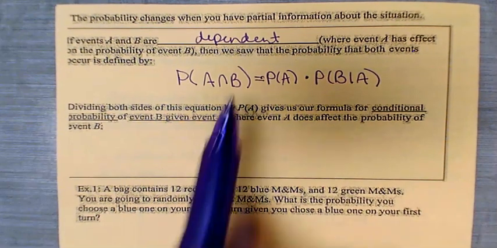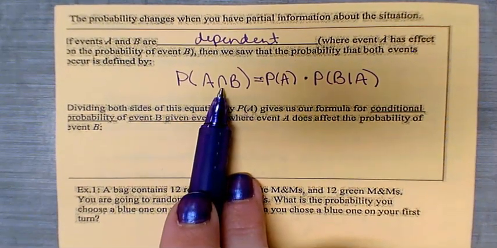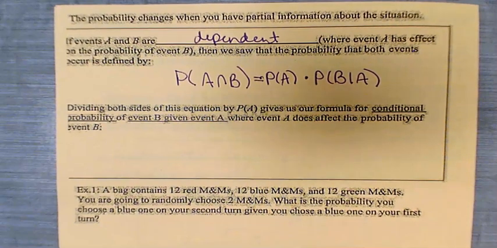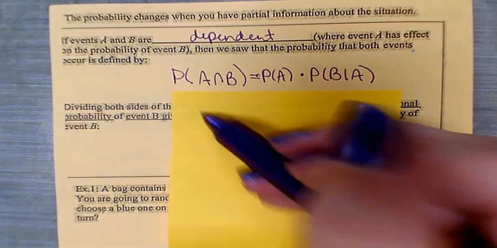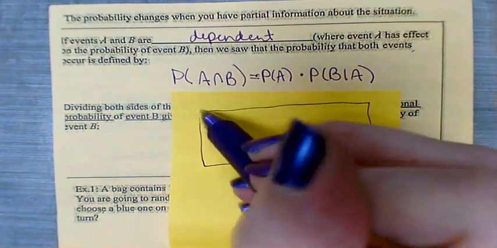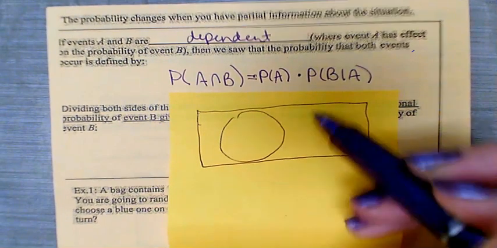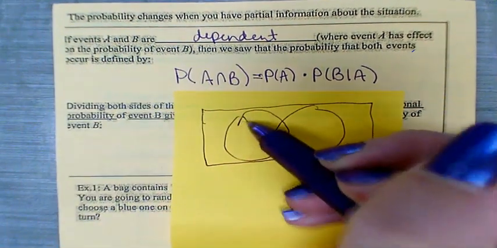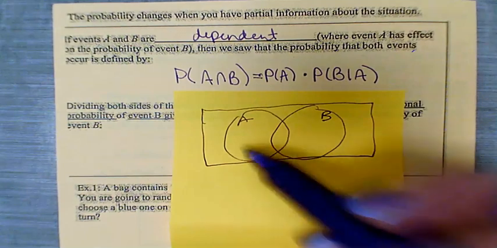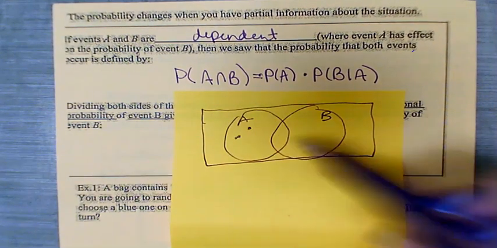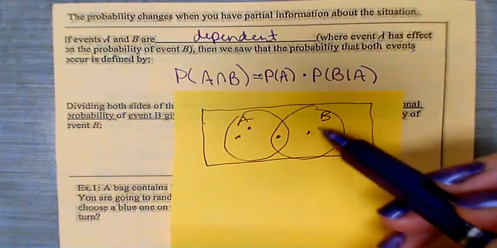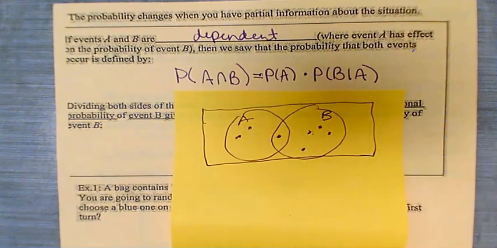Now, if your class period has not gone over this yet, draw a Venn diagram somewhere on your paper. So here's your Venn diagram. We've got a box. We have 2 overlapping circles. This will be event A and event B. Perhaps we have 2 outcomes here, 1 outcome here, and 1, 2, 3, 4 outcomes here.